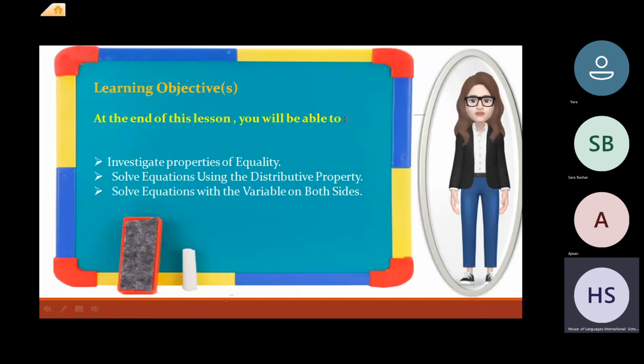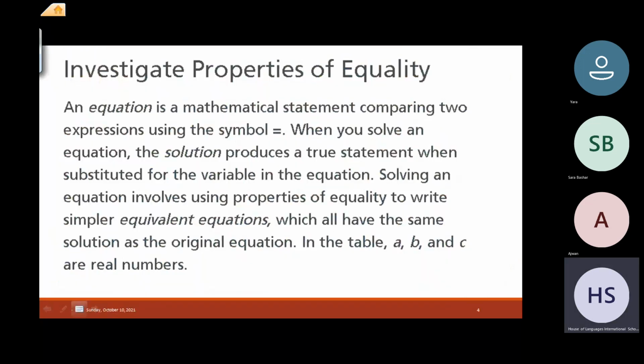In this lesson now, we will remember the properties of equality that we already took in grade 6. And we will solve the equations by the distributive property, and we will solve the equations if we have variables on both sides. Now, let's talk about the properties of equality. But before that, let's remember what is an equation.